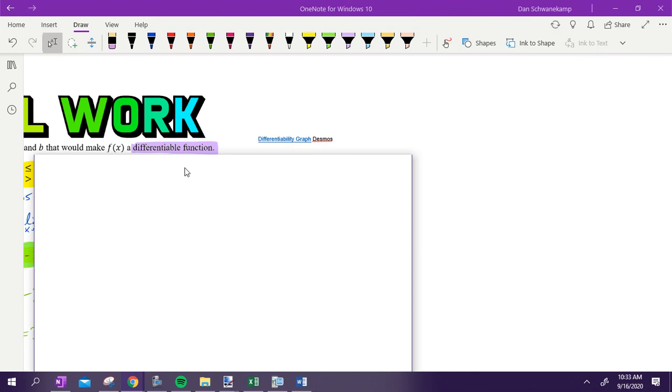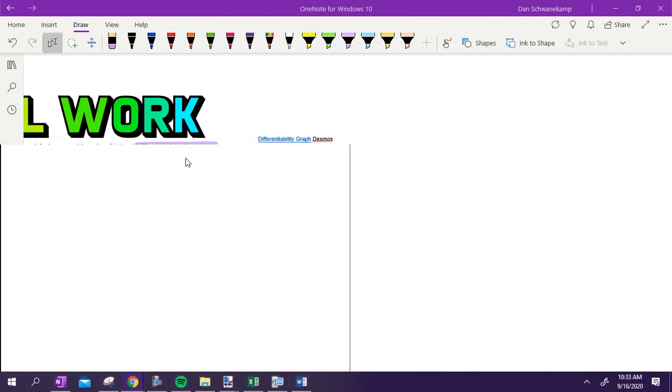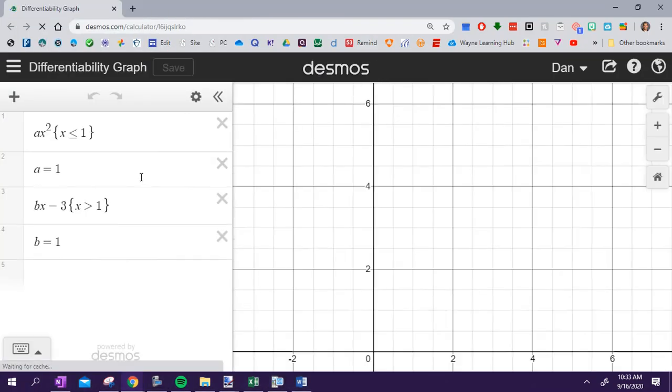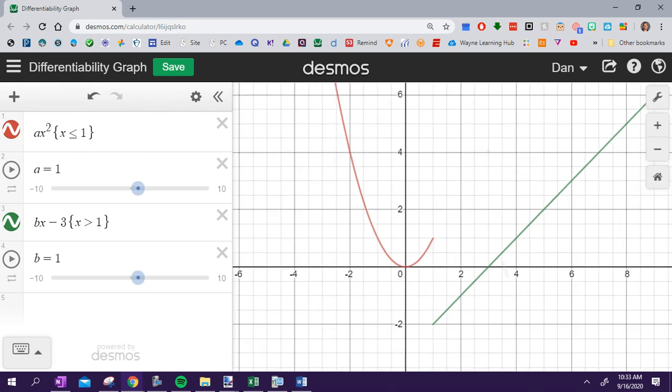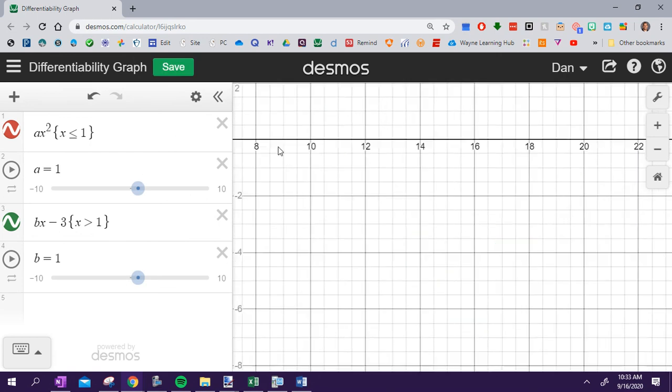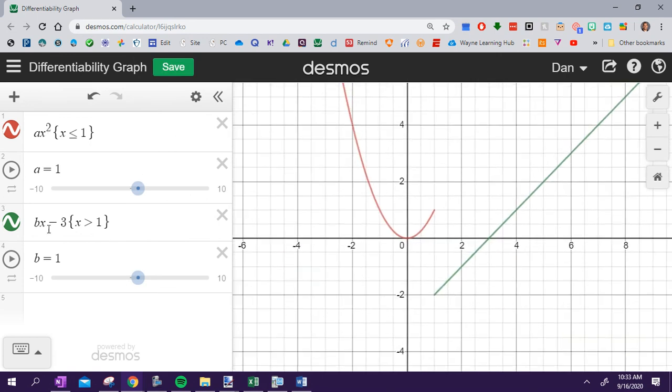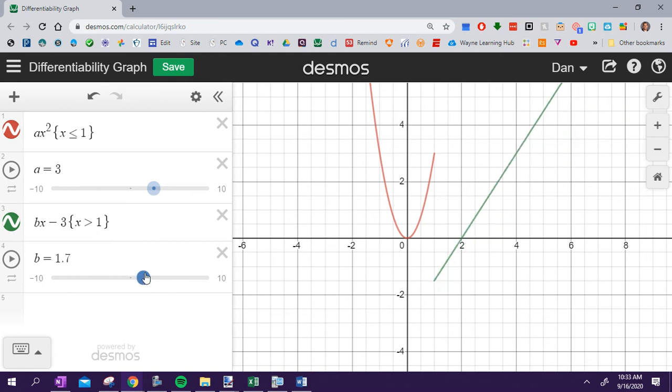So we have this graph right here. It's going to load super slow for me. But there's my graph. I've got a parabola and a line. The ax squared, that's my parabola, and the bx minus 3, that's my line. We just found my a and b. It needs to be differentiable. Right now, definitely not differentiable because it's not continuous. My a is going to be 3, so it got a lot skinnier. My b is going to be 6.